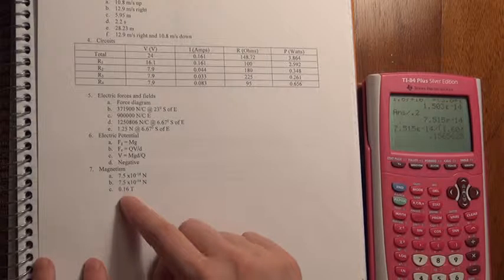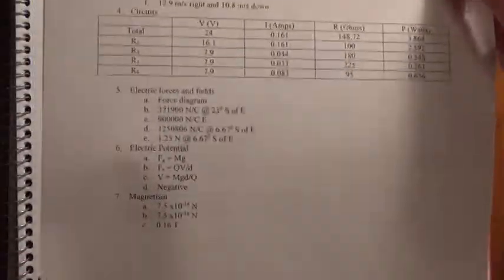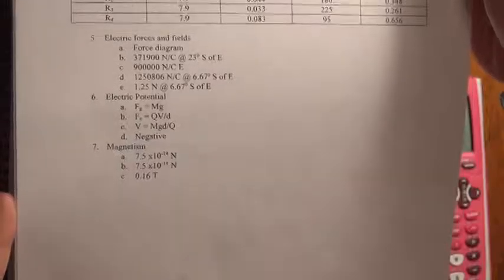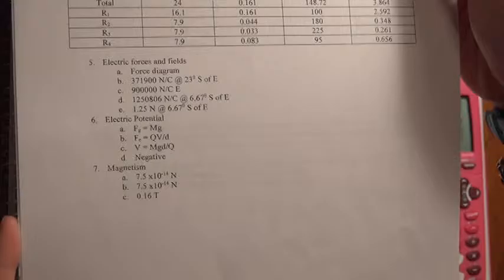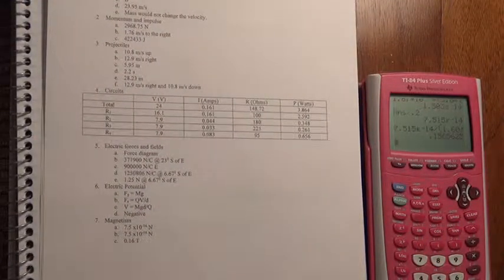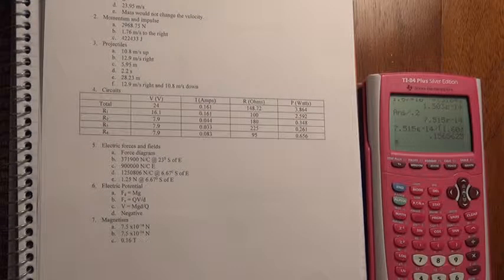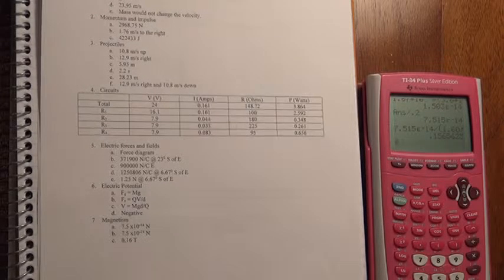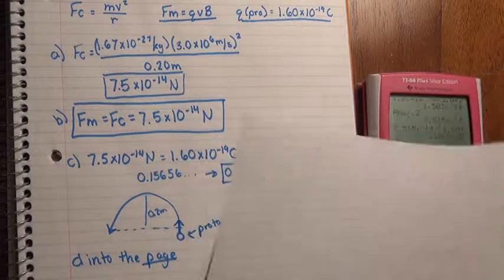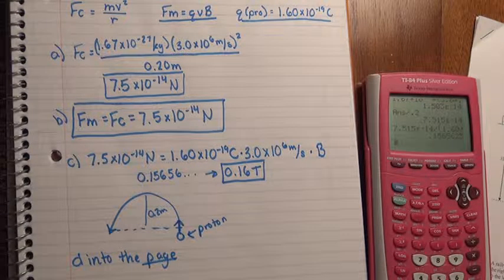Oh, before I go, showing you the answers here. Answers to problem 7. I hope this is big enough to read. All right, hopefully that is. Answers to problem 7: 7.5 times 10 to the negative 14th newtons, 7.5 times 10 to the negative 14th newtons, and 0.16 Tesla. If you check on the classroom site, it also tells you that the correct answer is into the page. It has that in the solutions, and also in a comment that Mr. Headley put there. It's not printed here, but the correct answer is into the page, just for assurance's sake.